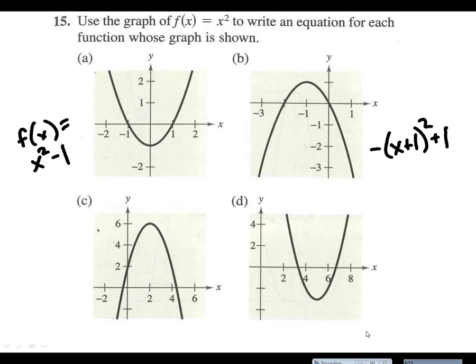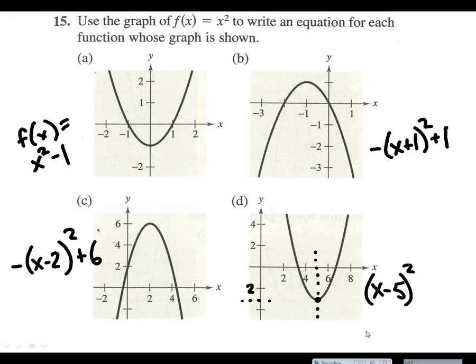3 things going on in problem B. There are also 3 things going on in problem C. We're flipped over, so we have a negative. We are shifted to the right by 2, so x minus 2 inside the parentheses. We're shifted up 6. And last one, no negative because we're not being flipped, but we are being shifted horizontally. Right here looks like 5 to me, so we'll call it x minus 5 squared, and if each of these counts as 2, looks like we're down 3.